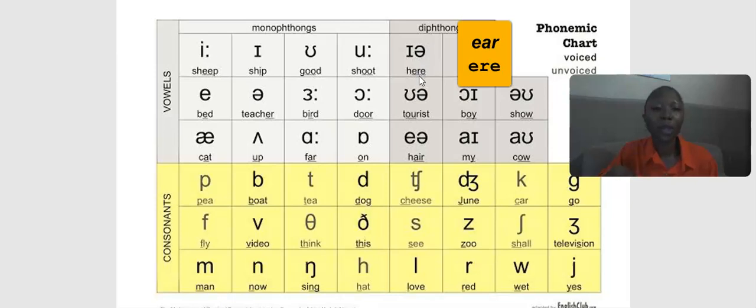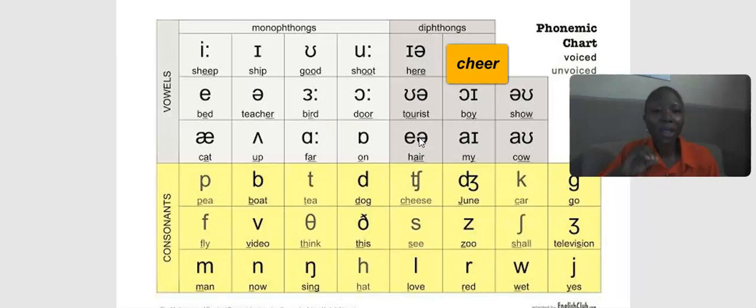Okay, so it is represented by E-R-E. It is represented by E-A-R. Very common. E-A-R. It is also represented by E-E-R. That's where the confusion lies. E-E-R. We have it in the word cheer. Okay, so look at this particular sound. It is articulated as air.